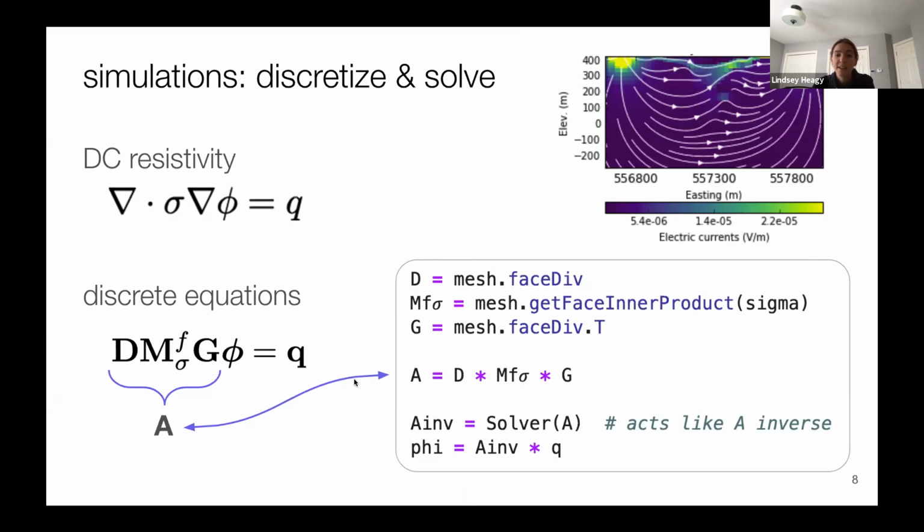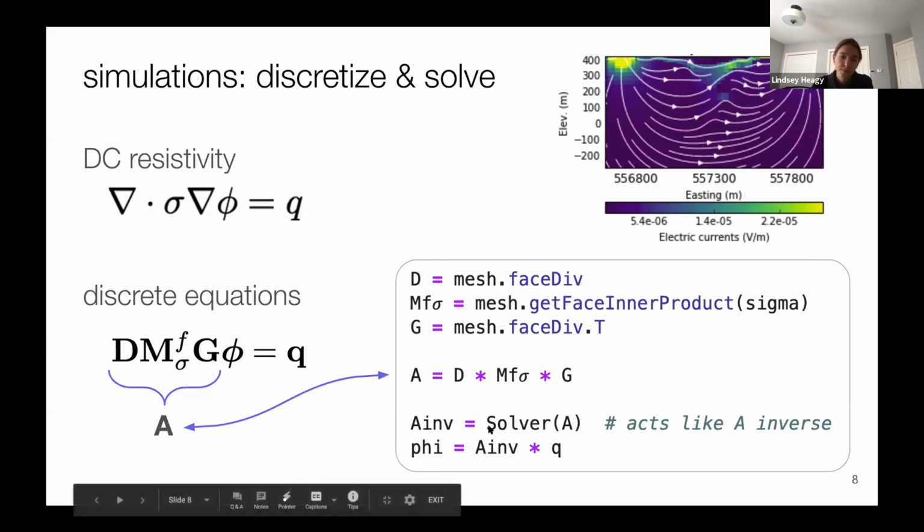Then we want to go ahead and invert that because we want to solve for potentials. And as anyone who's done numerical computing knows, we never actually explicitly solve and compute A inverse. But we can create something that looks like and acts like A inverse, so that when we actually perform this operation here, it does that solve for us. But this could be using an efficient solver.